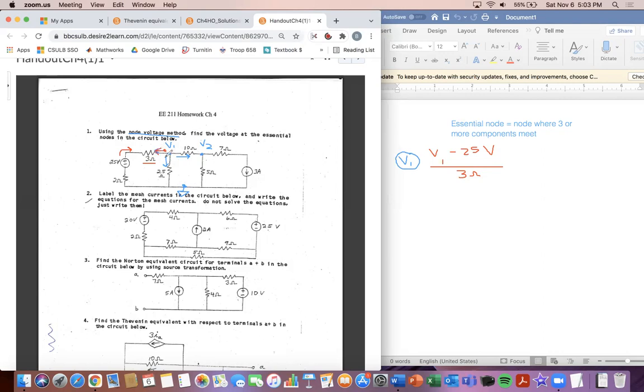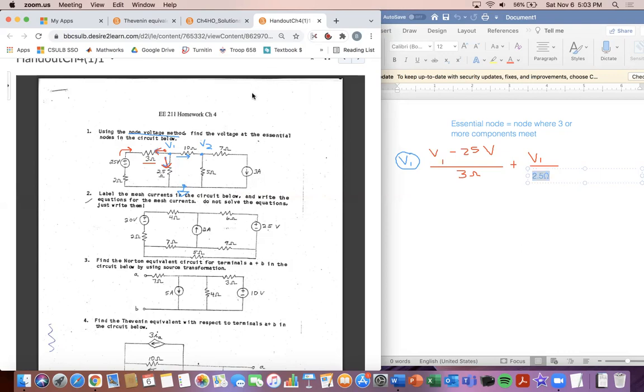Now we're going to write an equation for the current going down from V1. So I'm going to say plus the voltage at that node. There's no source; it's just connected to ground here. That's the path down. So it'd be V1 minus 0 volts. I'm just going to leave that as V1 divided by 2.5 ohms.